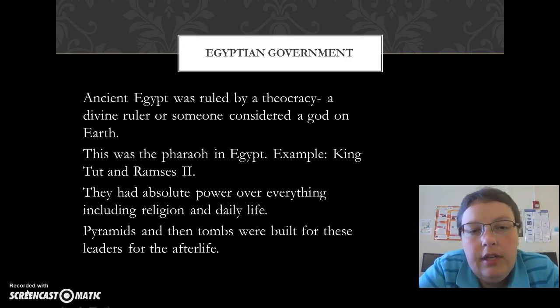Egyptian government was often called a theocracy, which is a word you need to know. This is a type of government where people believe that the ruler was actually a divine god on earth. In Egypt, the pharaoh was often the reincarnation of the sun god Ra.